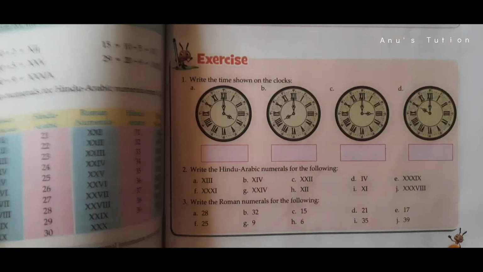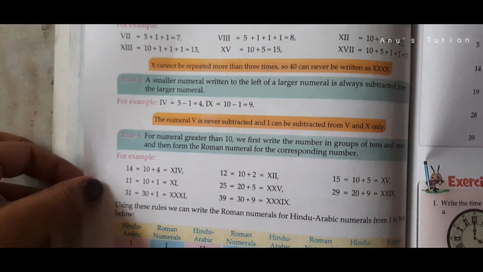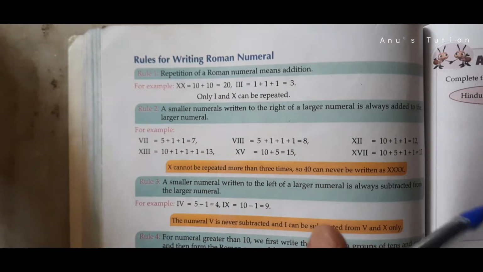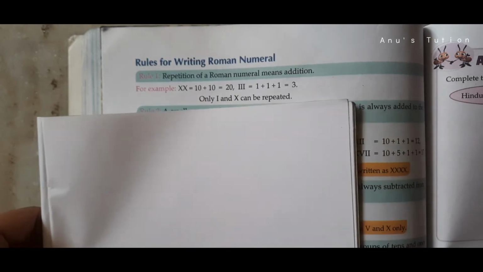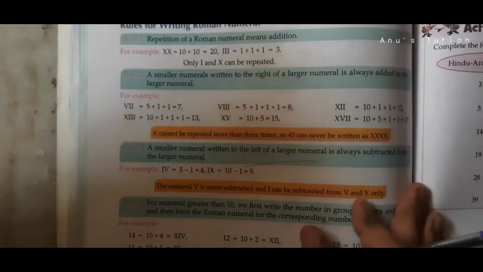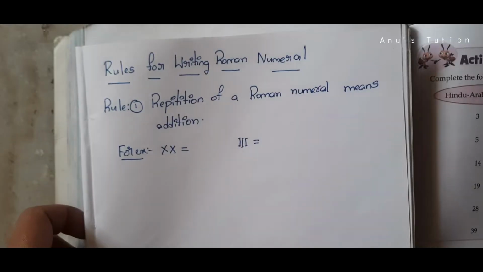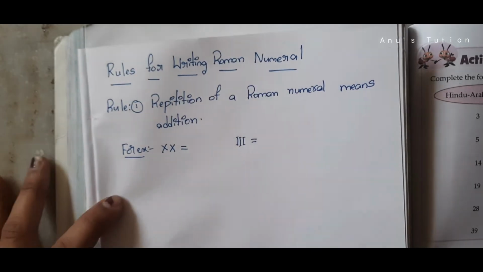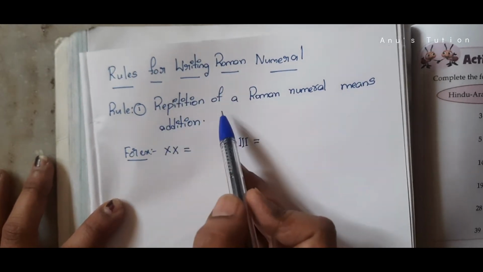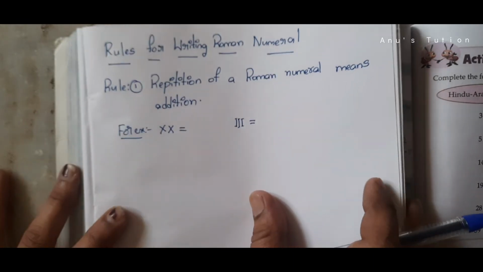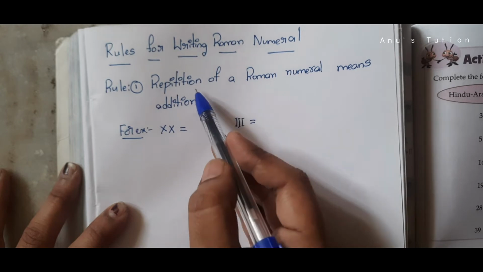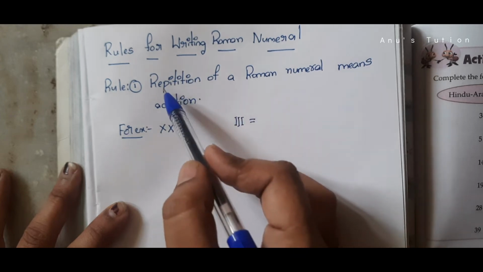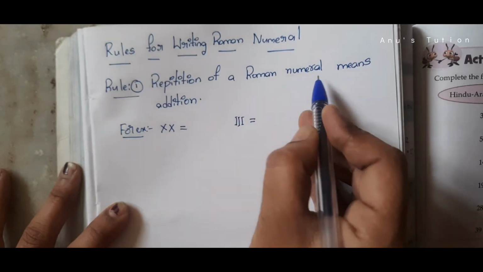Okay, we will go to the next page. The next topic in this chapter is rules for writing Roman numerals. What is the first rule? Repetition of a Roman numeral means addition. Repetition means repeat, the same number coming more times. This is rule one: repetition of a Roman numeral means addition.